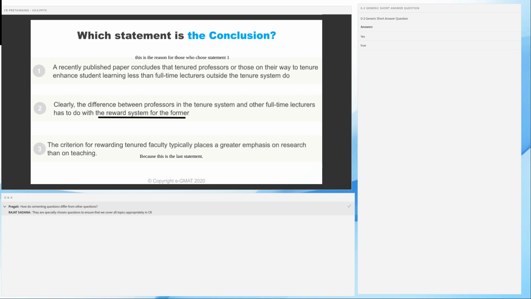The author in any argument, the very definition of an argument is that you're trying to make a point. When you look at this entire argument, statement two is the core idea that the author wants to further. Now, statement one is a conclusion made by this research paper. It's not the conclusion that's made by the author. So, statement one cannot be the main conclusion. People who chose statement one, is that clear?